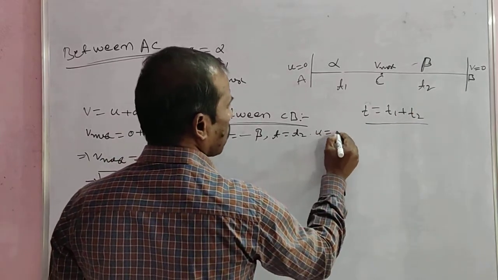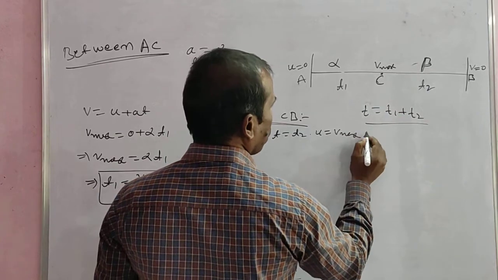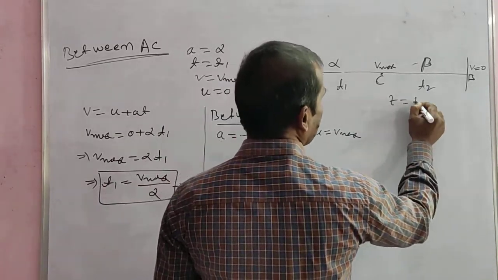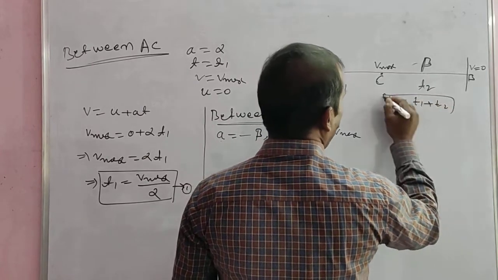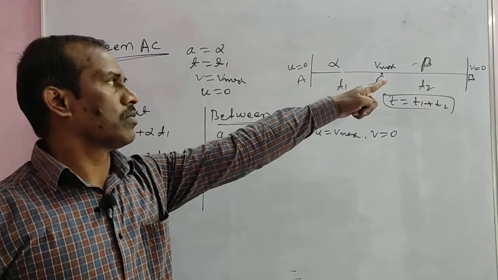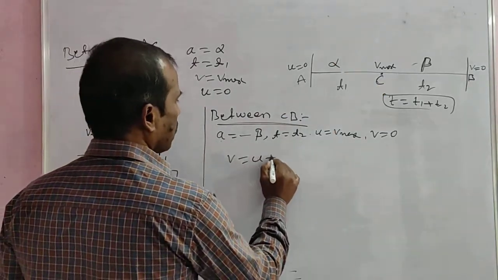So here U is the initial velocity, in between it reaches V maximum, and the final velocity is equal to 0 at point B. Now, using V = U + AT.